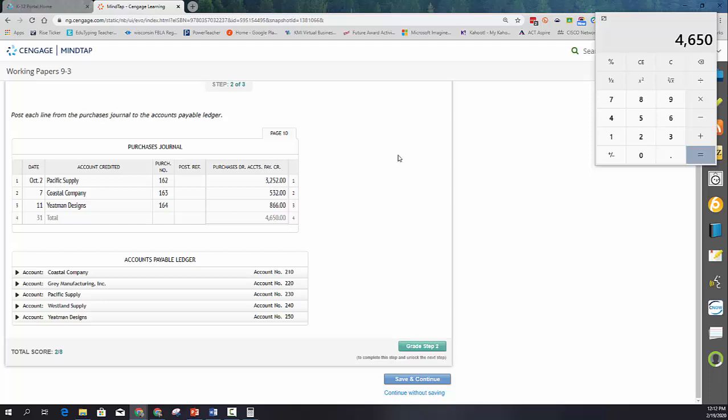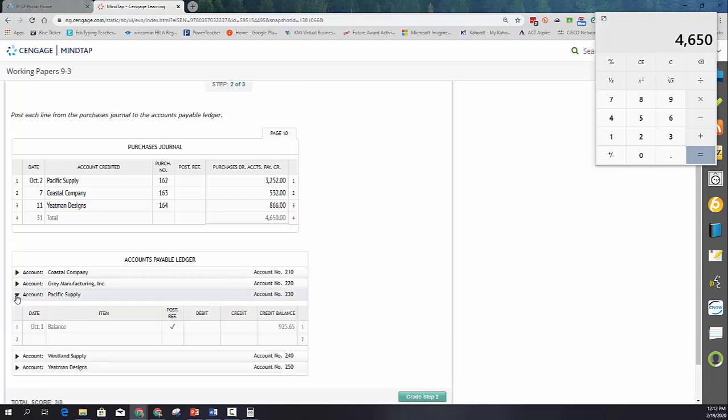Now, next step is to post. And we're going to post individually. So I'm going to start on line 1 of my purchases journal, which says October 2nd, Pacific Supply, purchase invoice 162 for $3,252. I'm going to expand on the bottom, Pacific Supply. I'm going to put in the date of the 2nd. Post reference is going to be P10, because I'm posting from Purchases Journal 10. And I am going to credit Pacific Design $3,252.